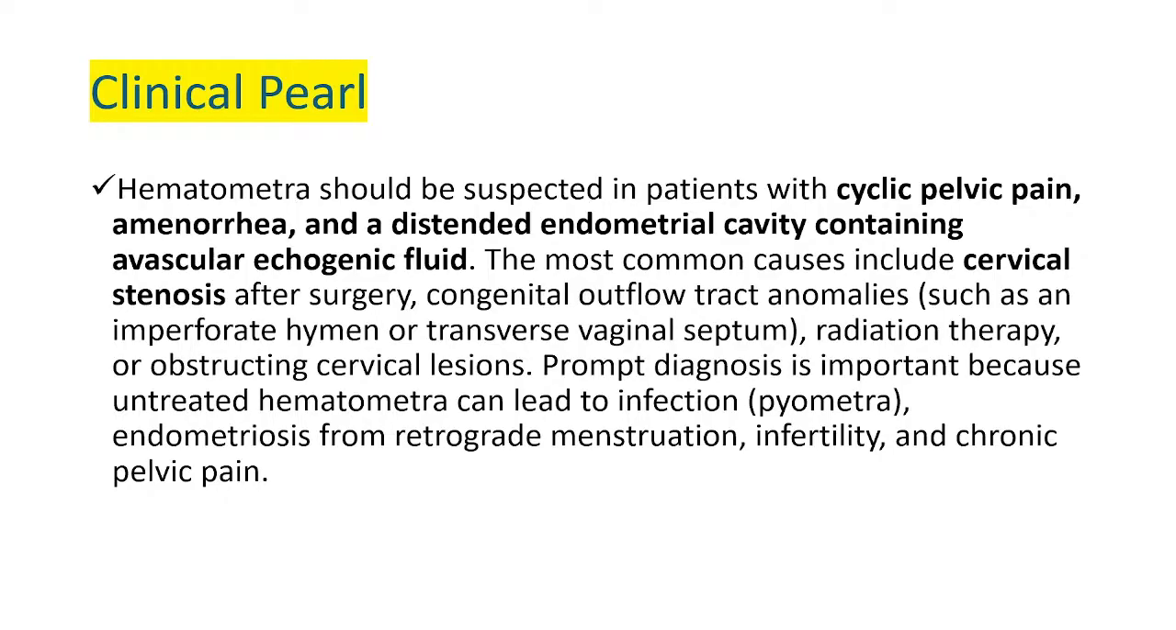Hematometria should be suspected in patients with cyclic pelvic pain, amenorrhea, and a distended endometrial cavity containing avascular echogenic fluid. The most common causes include cervical stenosis after surgery, congenital outflow tract anomalies such as an imperforate hymen or transverse vaginal septum, radiation therapy or obstructing cervical lesions. Prompt diagnosis is important because untreated hematometria can lead to infection, which is pyometria, endometriosis from retrograde menstruation, infertility, and chronic pelvic pain. So this marks the end of this case presentation.